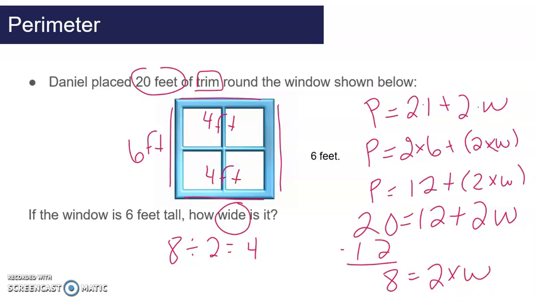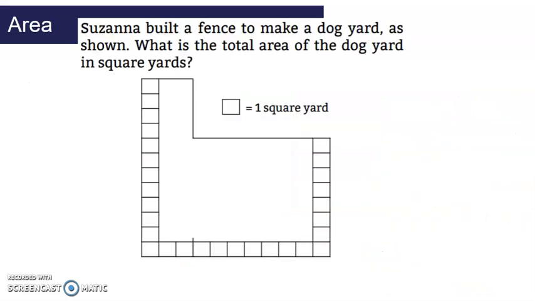And I can check all this by adding them. 6 plus 4 is 10, plus 6, that's 16, plus 4 more, that's 20. So in this case, my answer would be 4 feet. All right, let's look at our next problem. So the next problem says, Susanna built a fence to make a dog yard as shown. What is the total area of the dog yard in square yards?